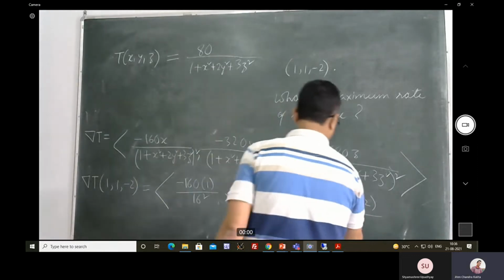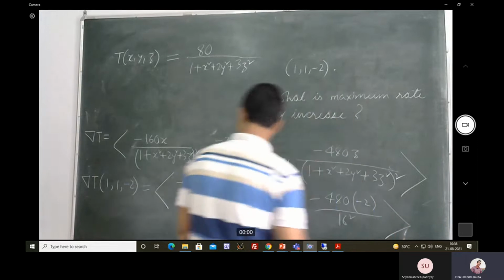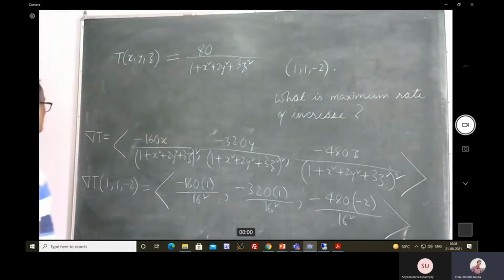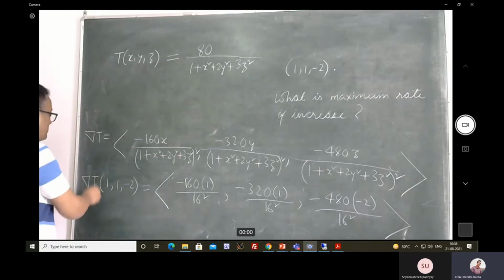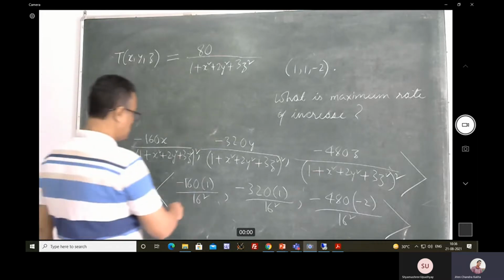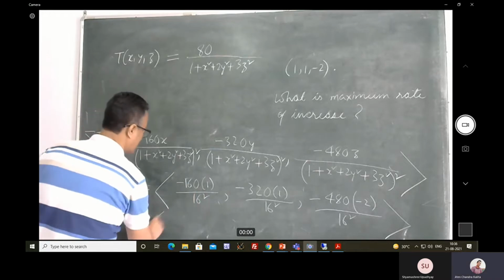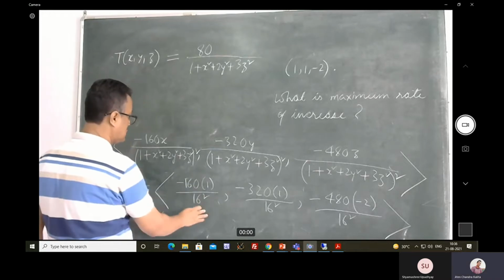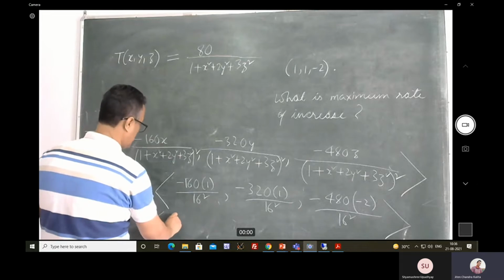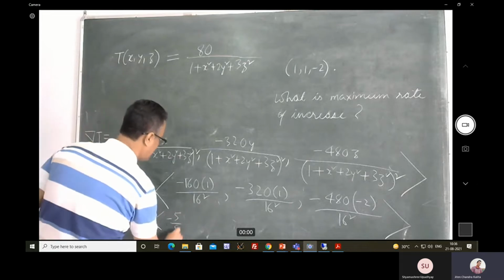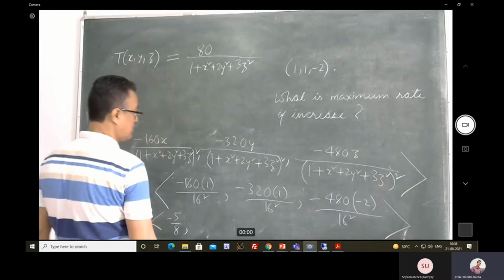Minus 2 into 16 squared. So what you do, you simply find out this gradient at this point. This is going to give you some value. So it is going to be 10 minus 10 by 16 minus 5 by 8.